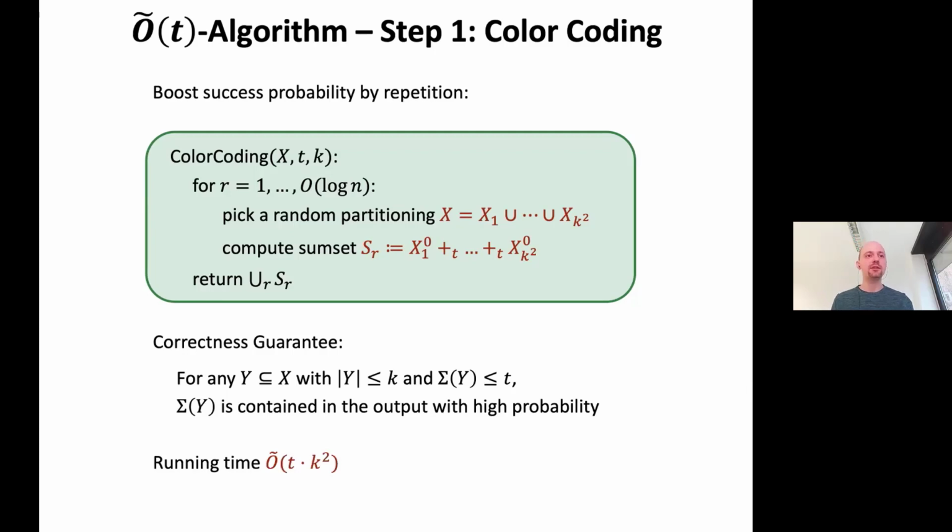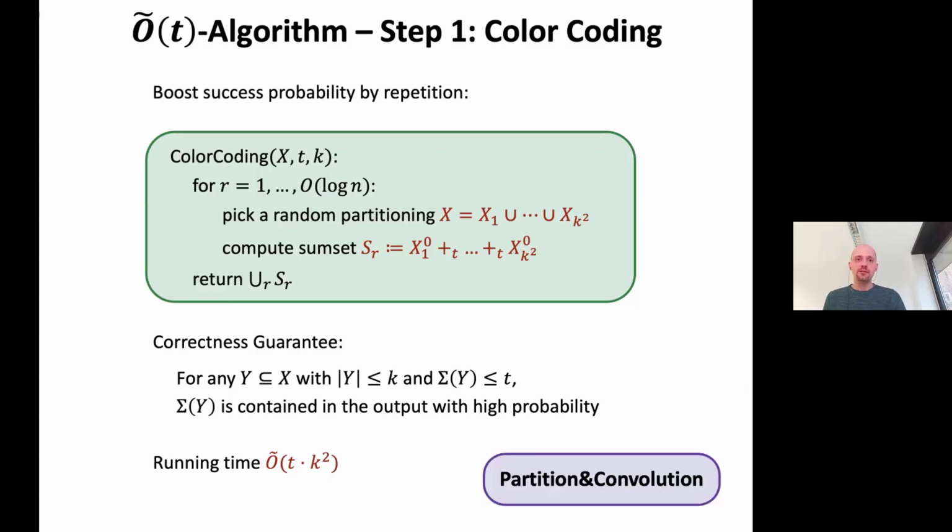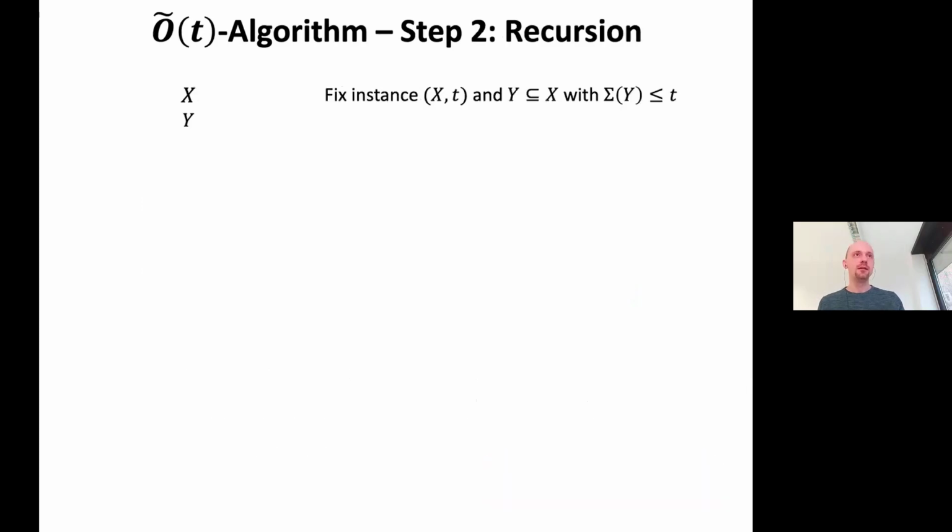So up to log factors, one sumset operation just takes time t up to log factors. We have k squared of these, so the running time is t times k squared. And it follows this partition and convolution thing, right? We partition into k-squared random parts and convolve using the sumset operation, or Boolean convolution, if you will. Okay, that was the first step to find the small subset sums.